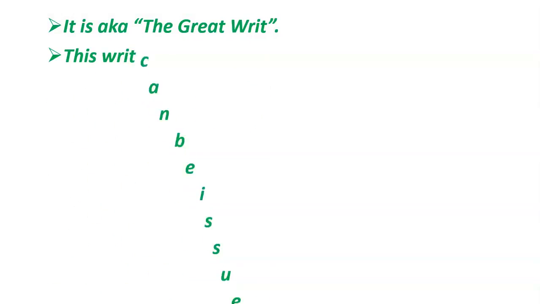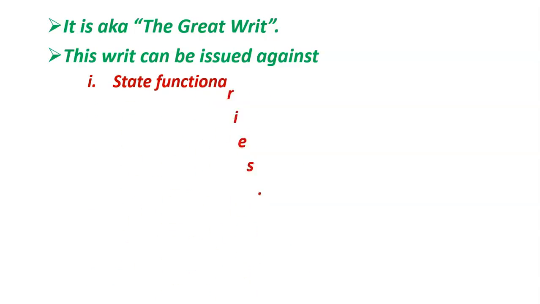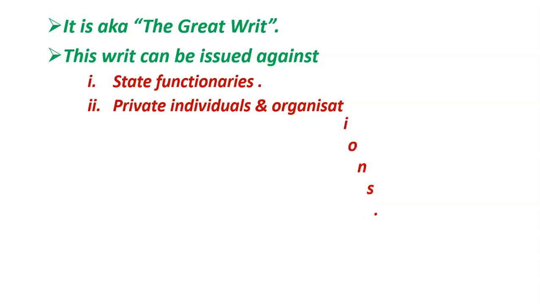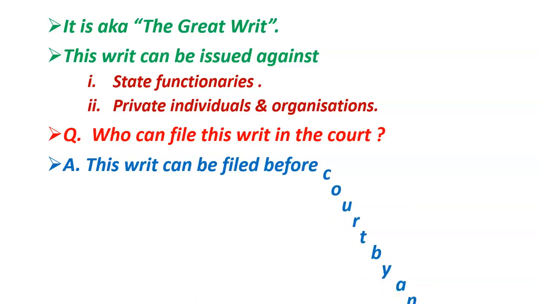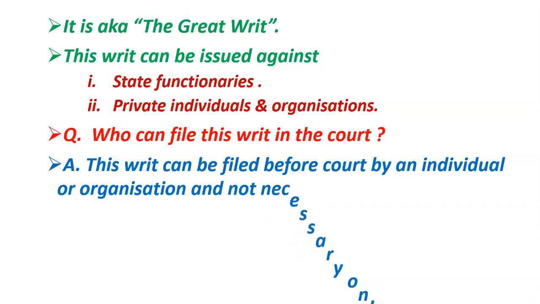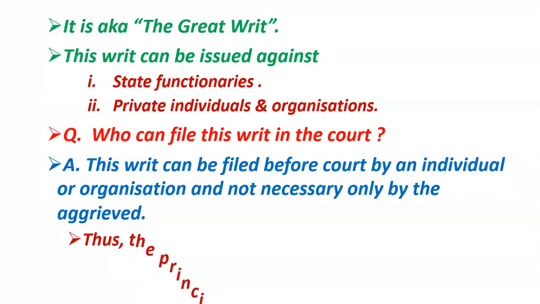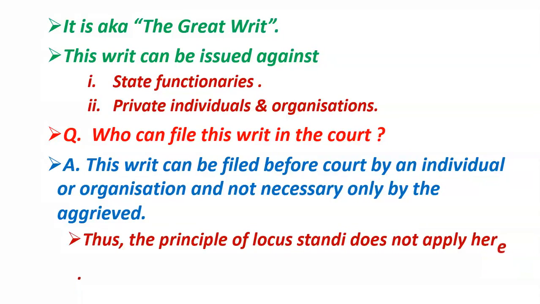Now friends, it is also known as the great writ. Why is it also known as the great writ? Because it gives us protection against illegal arrest by the police, and it gives us protection against kidnapping. So it is a great writ. It gives us protection for our personal liberty, which means the police cannot arrest us illegally.